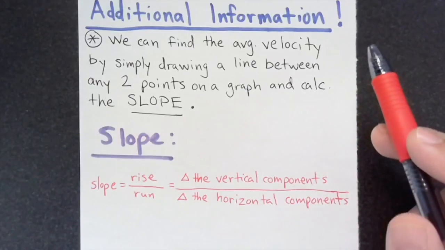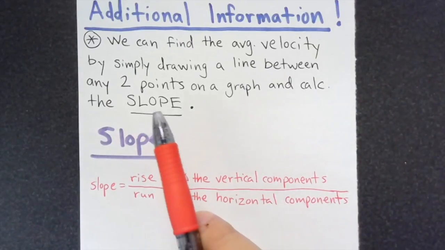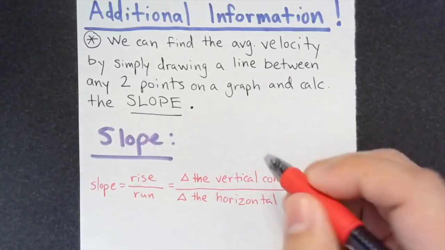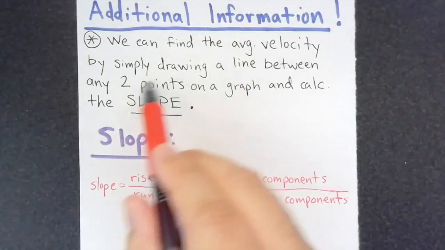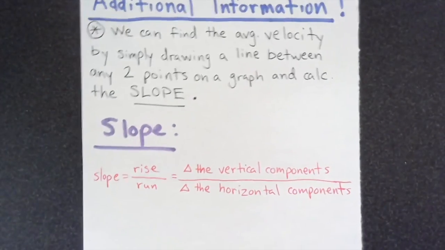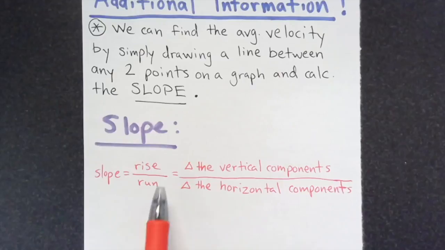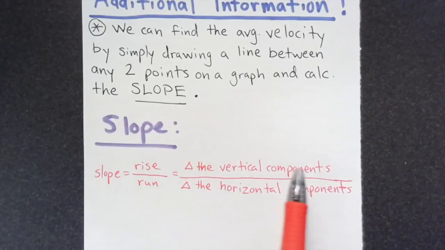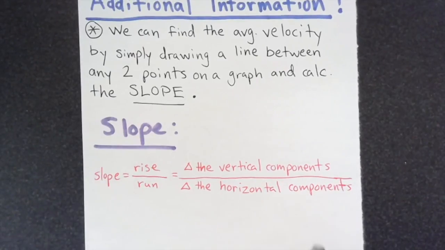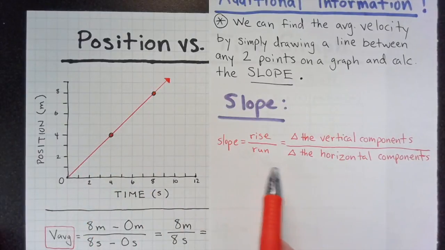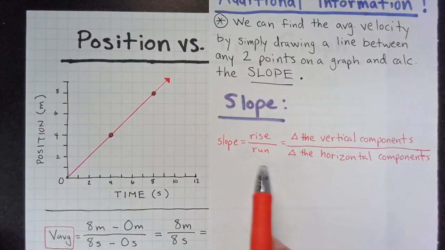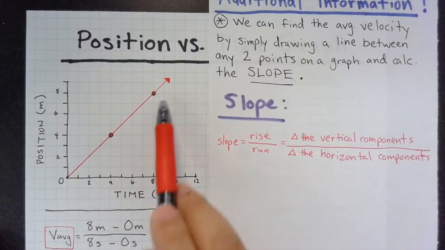So additional information right here, we can find the average velocity by simply drawing a line between any 2 points on a graph and calculating the slope. And if you don't remember what the slope is, all slope is rise over run. Rise is just the change in the vertical components, and run is just the change in horizontal components. If we compare the position versus time graph from earlier to the definition of slope, we can find the average velocity by just comparing 2 points.